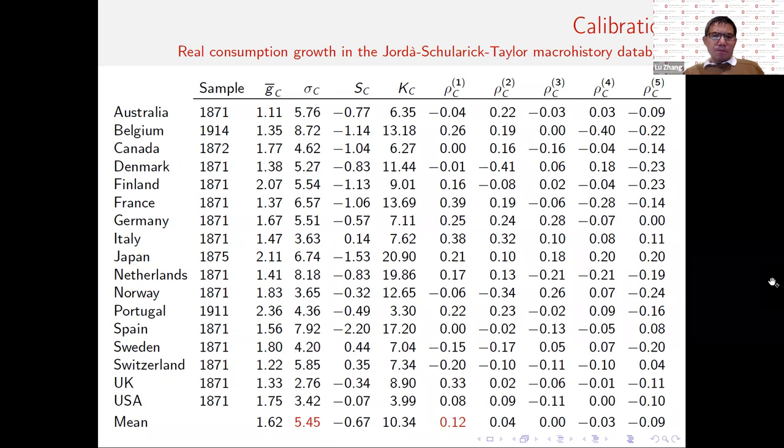So this table reports real consumption growth in the macro history database. That's the starting point for each country. Some countries start earlier or later than others. On average, the consumption volatility is 5.45% per annum. First order autocorrelation is 12%. It's not zero, but it's not too high either.